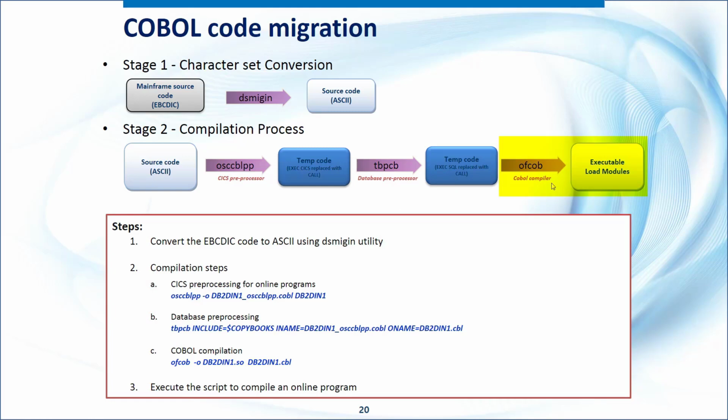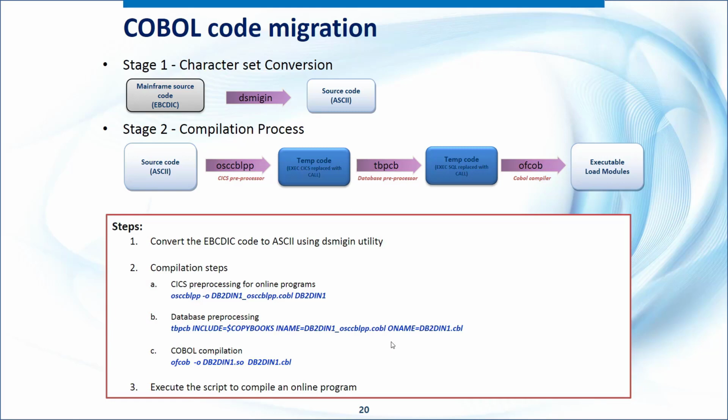OpenFrame provides its own COBOL compiler called OFCOBOL, but it can also integrate with third-party compilers if required. And OFCOBOL compiles the COBOL code and generates the executable load modules. At the bottom, you can look at sample usage of various commands. You can compile a program either using the shell scripts or using IDE tools like OF Studio or Eclipse.